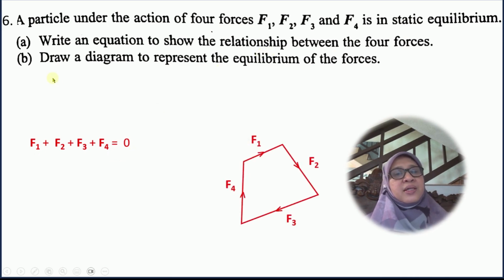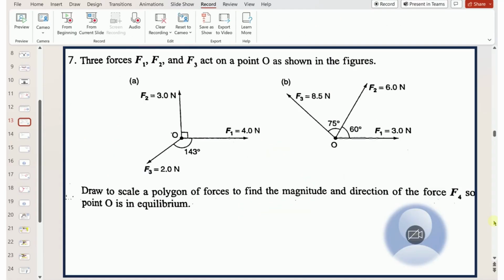So we use the sum of the vectors to show their relationship. Then for question B, draw the diagram to represent the equilibrium of the forces. So we draw F1, F2, F3 and F4, and be careful that the directions must follow one after another, back to the origin. The direction of F1, F2, F3, F4 is up to you.